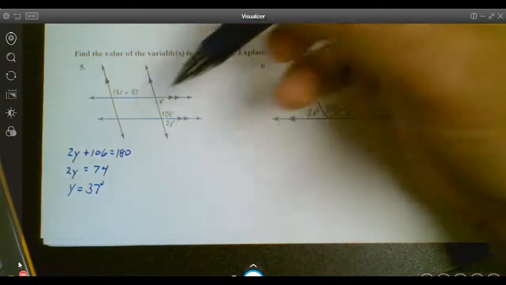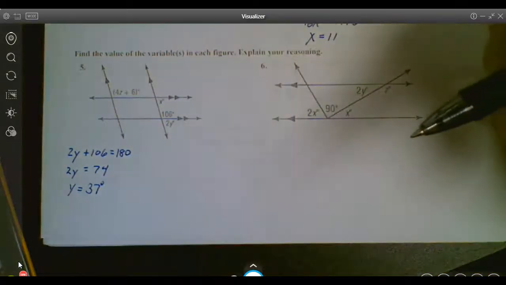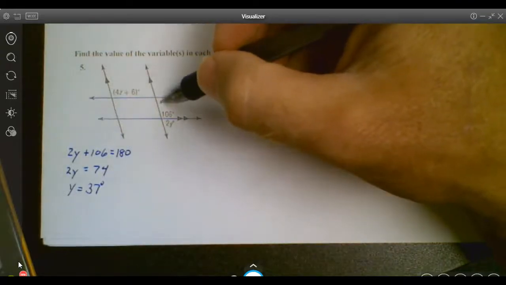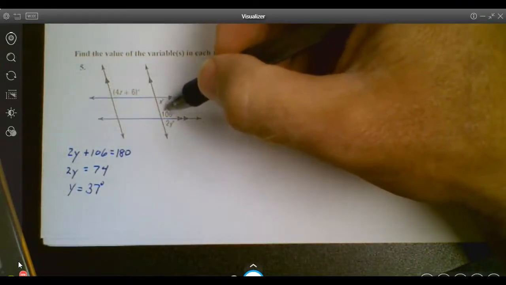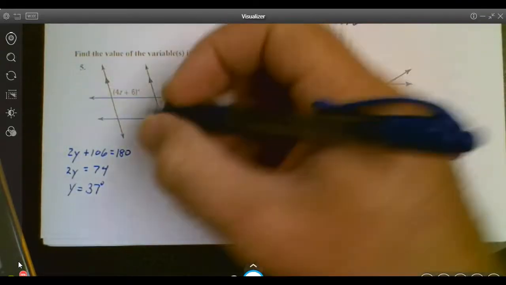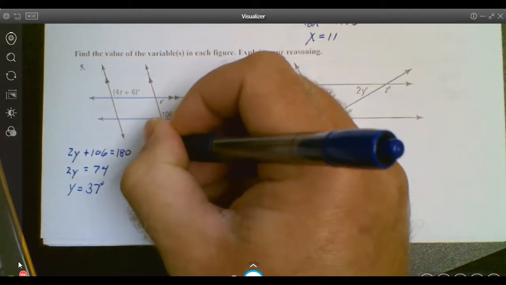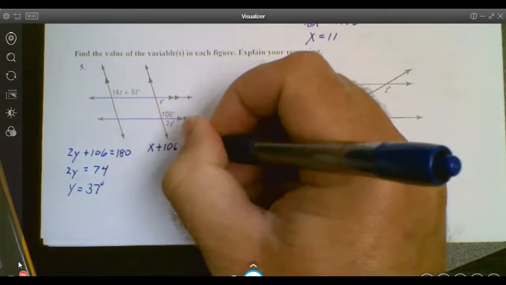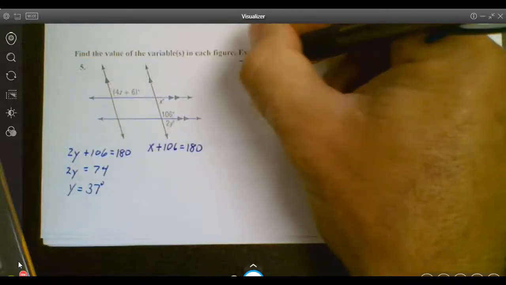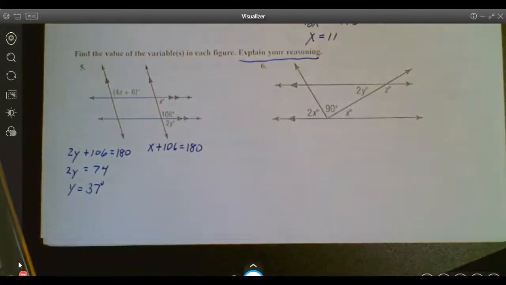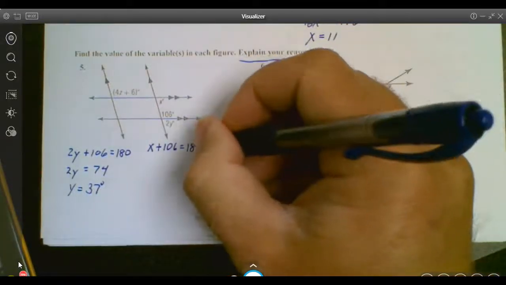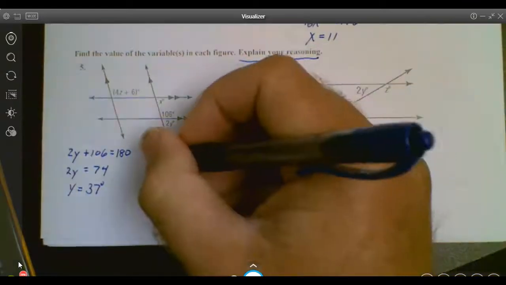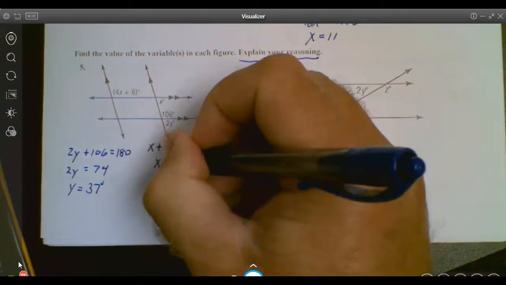Let's go on to solve for x. A couple things you could do at this point. I'm just going to take the easy route and say I have consecutive interior angles right here. So x plus 106 must equal 180, and again I would explain my reasoning by stating consecutive interior angles theorem. And if I go on to solve, I figure out that x is 74.